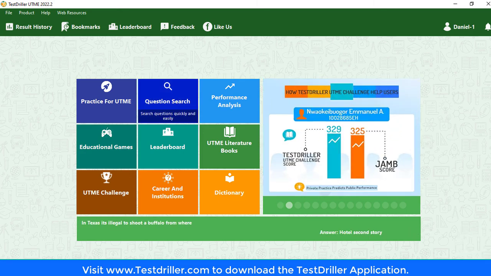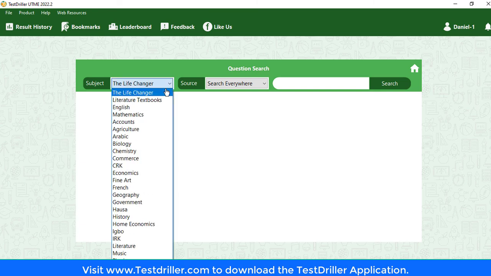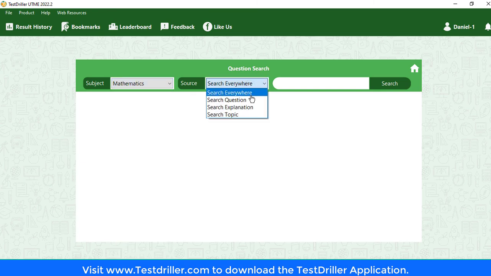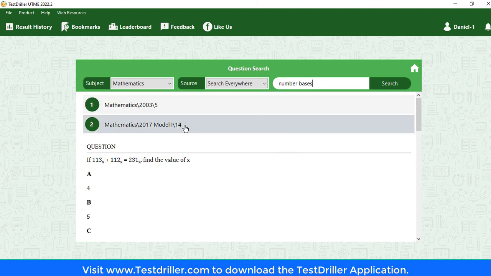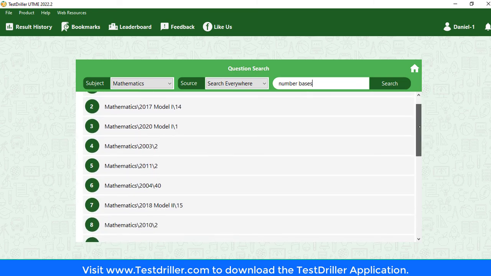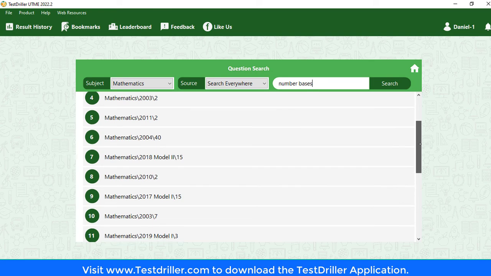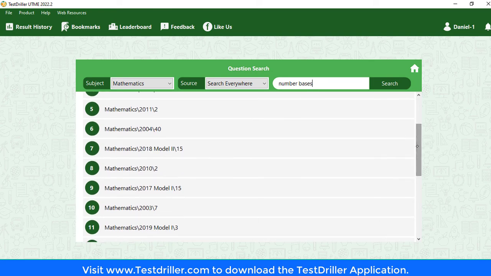So I'm going to go to question search. Then under question search, I'm going to select mathematics, and I want to search questions everywhere. So what question do I want to search? I want to search any question related to number bases. So what I'm going to do is type number bases, and it's going to give me questions related to number bases. So you can check them out. So these are questions related to number bases. But I'm going to go to a particular year that is relevant to addition and subtraction.